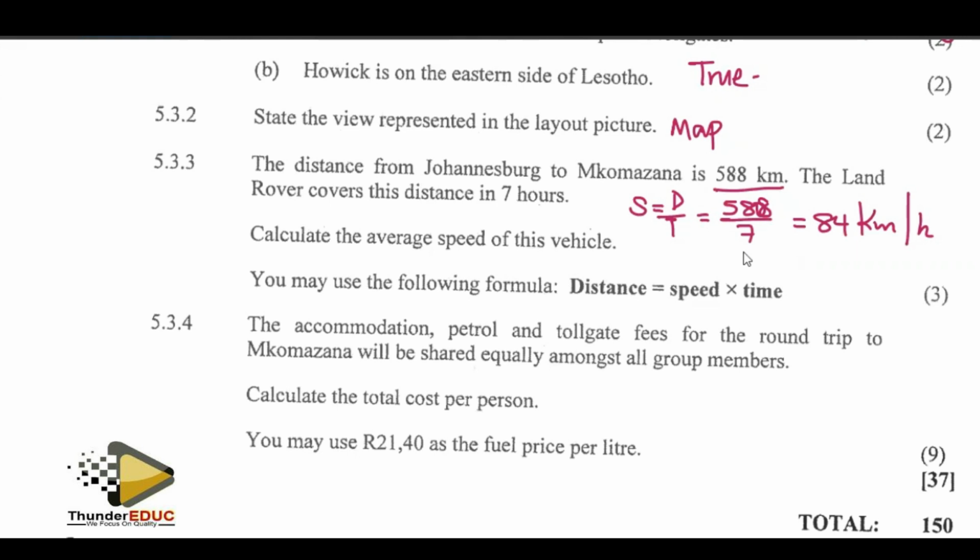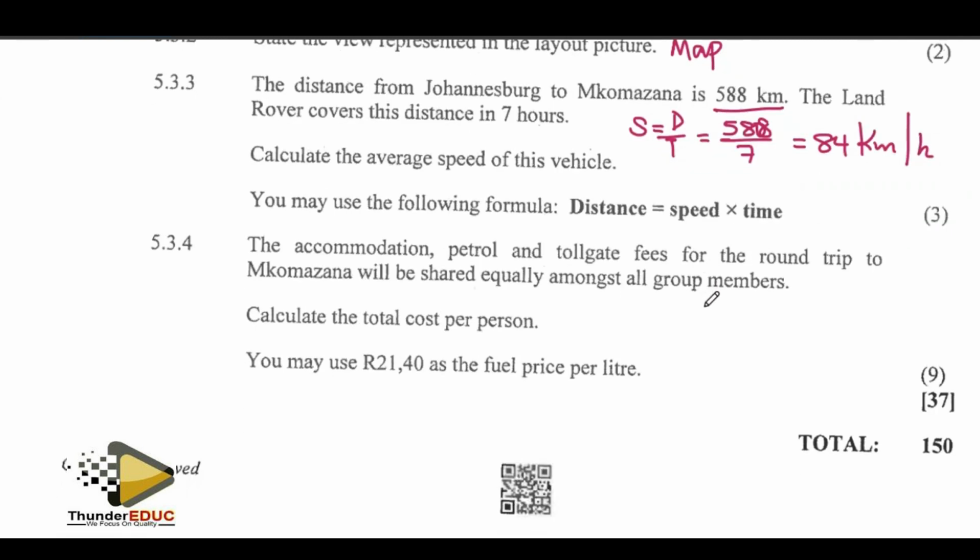The accommodation, petrol, and toll gate fees for this round trip to Makos will be shared equally amongst all the group members. Calculate the total cost per person. You may use the price of petrol, accommodation and toll gate fees for the round trip. Round trip simply means it's the same as what? Return trip. You go, you come back.